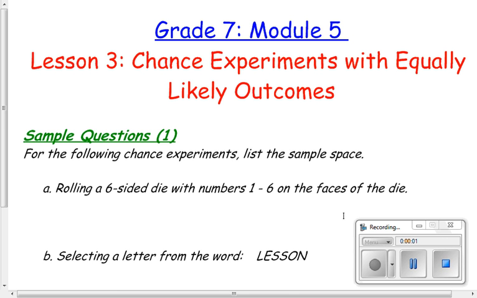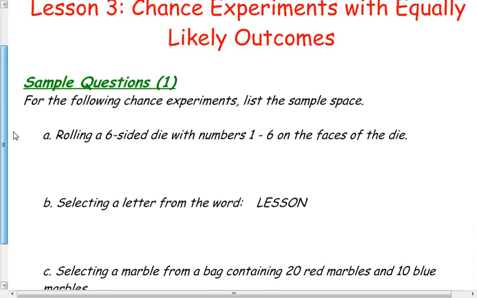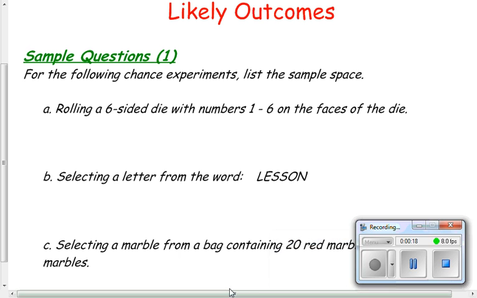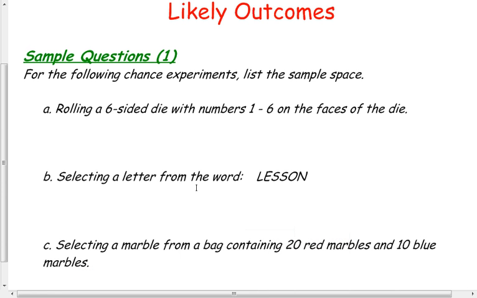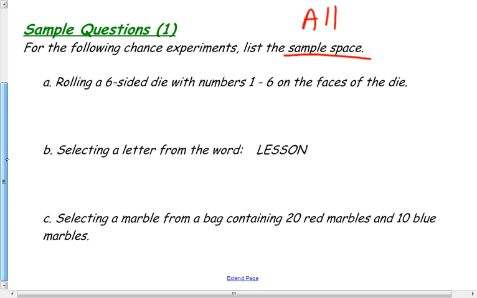Okay, hello again, everyone. This is grade 7, module 5, lesson 3, and we're dealing with chance experiments with equally likely outcomes. And this first question is very similar to the sample question or homework question number 1. So it says, for the following chance experiments, list the sample space. So in the summary, we saw that the sample space was all the possible outcomes that we can have. So question A says we're rolling a six-sided die with numbers 1 through 6 on the face of the die.